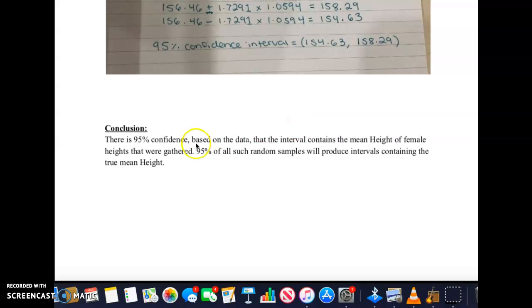Concluding with this statement: there is 95% confidence, based on the data, that the interval contains the mean height of the female heights that were gathered, and 95% of all such random samples will produce intervals containing the true mean height.